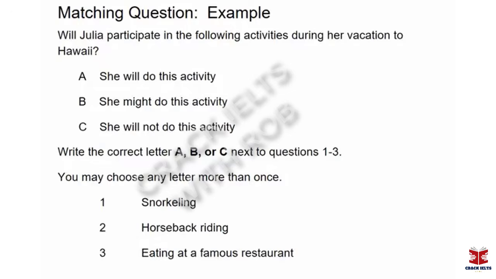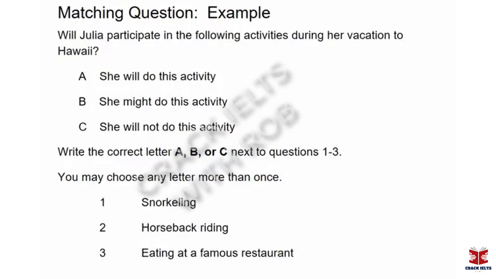And those activities are the numbered choices below. So number 1, 2, and 3. These are our questions. Okay, so number 1 is snorkeling. And we need to choose the correct answer choice, A, B, or C, for number 1, number 2, and number 3, based on what is discussed in the passage. Okay, so that's what these matching questions look like.